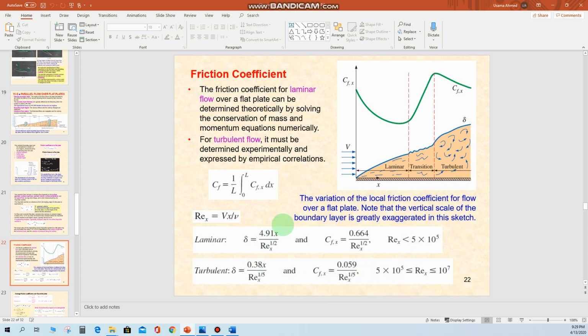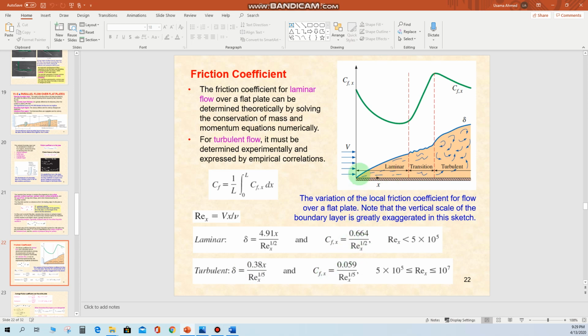Don't worry about these equations. These equations are usually provided to you in the exam. What you need to do here is just calculate the value for the Reynolds number and see whether you are dealing with a laminar flow or a turbulent flow. Now these four equations represent the boundary layer thickness for the laminar flow or the turbulent flow, and the local friction coefficient at the points for the laminar flow and also for the turbulent flow.